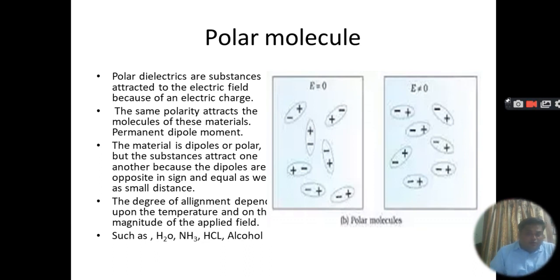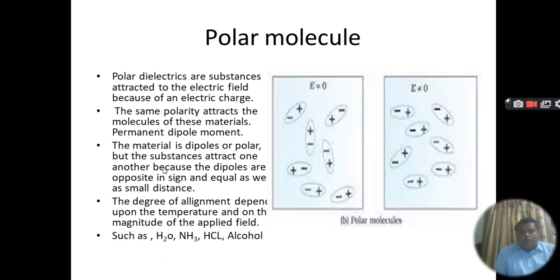Polar molecules are dielectric substances that are attracted to an electric field because of electrical charge. Without an electric field, I am talking about the absence of an electric field, they move randomly. They do not have a particular direction. But when an external electric field is applied on the plates, the same polarity attracts the molecules, as you observe here, because this material has a permanent dipole moment.